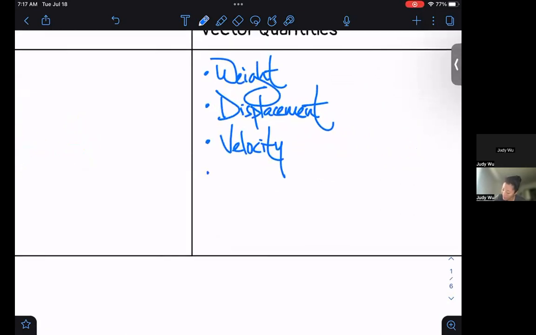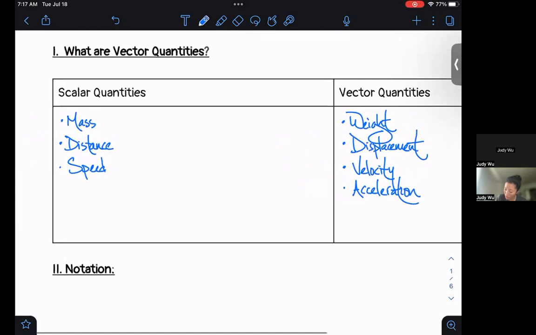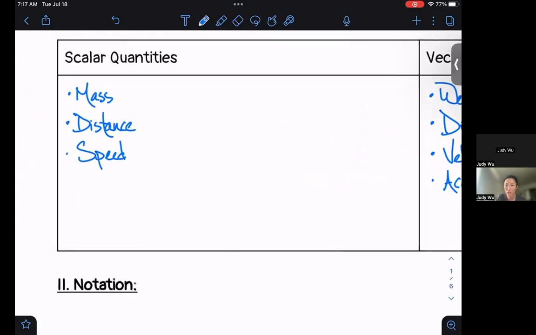Along with velocity, another common vector quantity is acceleration. So how quickly are you changing your velocity? But I want to list a couple others for scalar that don't necessarily correspond to the vector quantity, but time. Time is a scalar quantity. All we're doing is measuring how long something has happened.